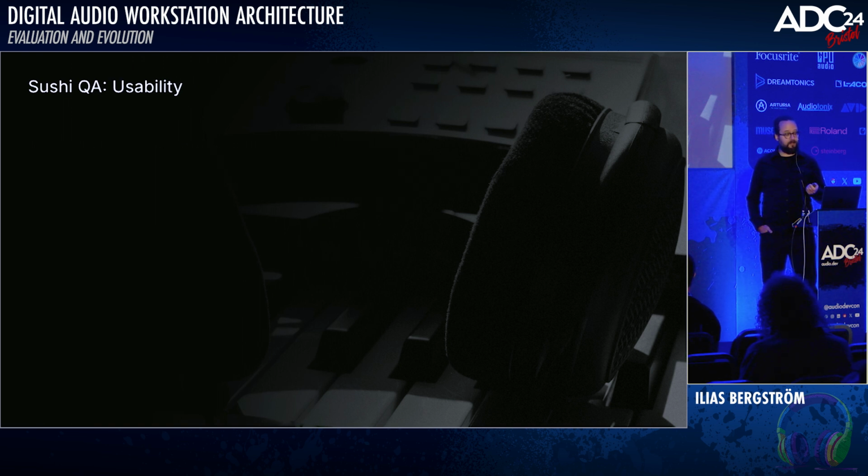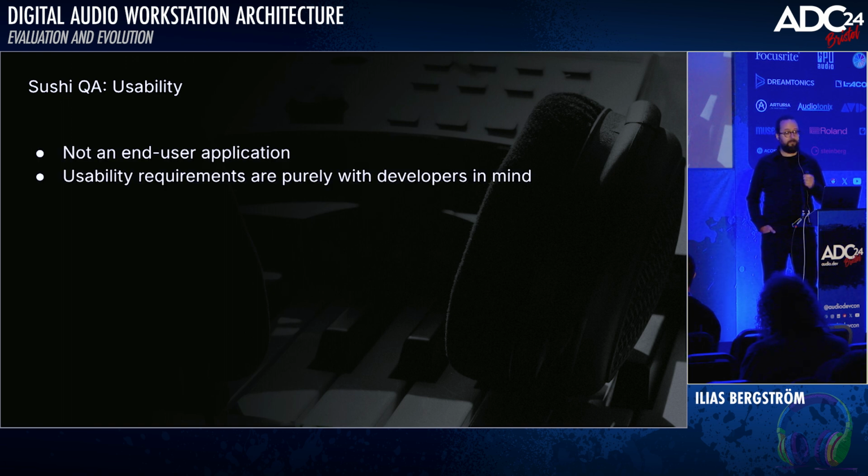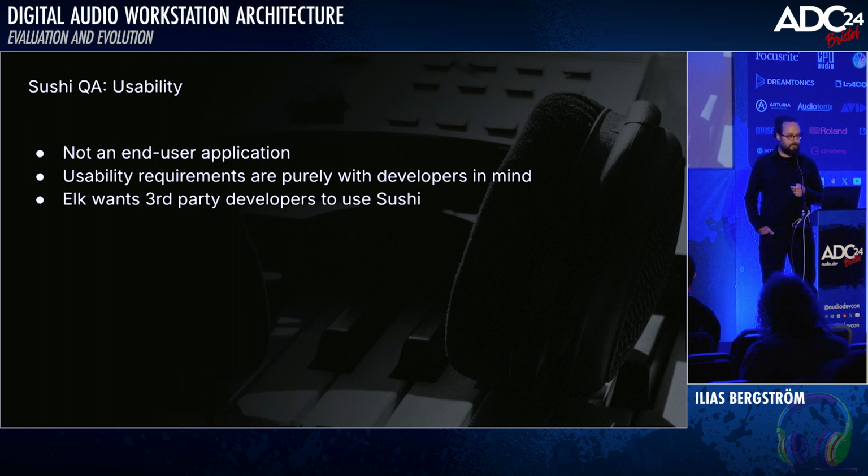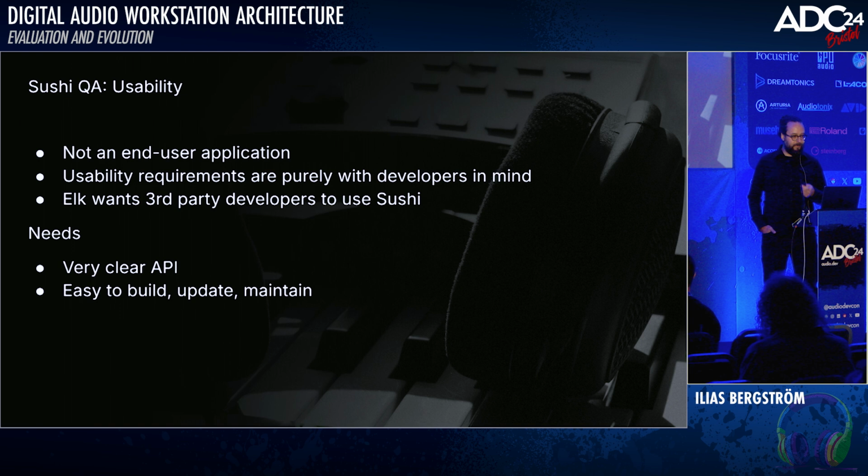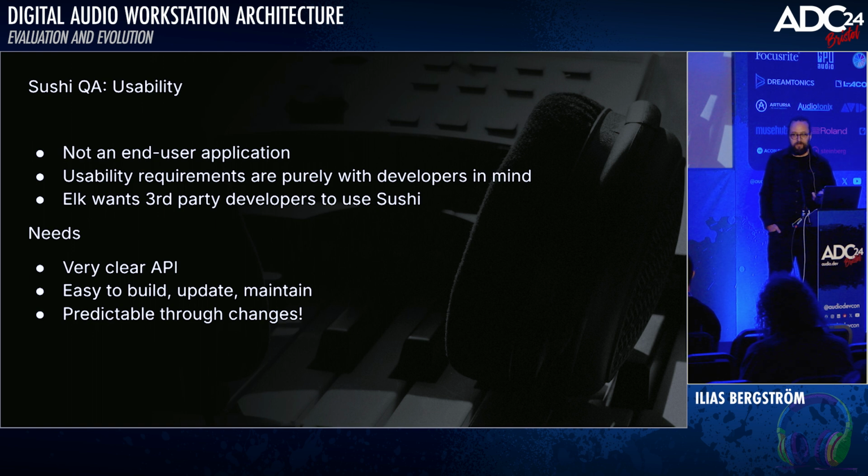And usability, this is an important point. It's not an end-user application. So the usability requirements are with developers in mind. The product is for third-party developers to use Sushi and embed it in their products. So it needs a very clear API. It needs to be easy to build, update, and maintain. And it needs to be predictable through changes. All of this is still usability, but the target audience is developers. So these are the usability concerns of developers.